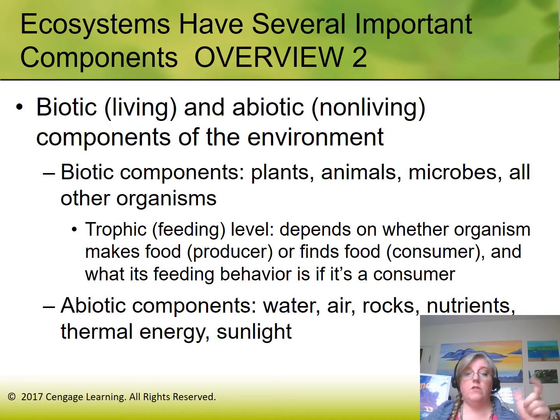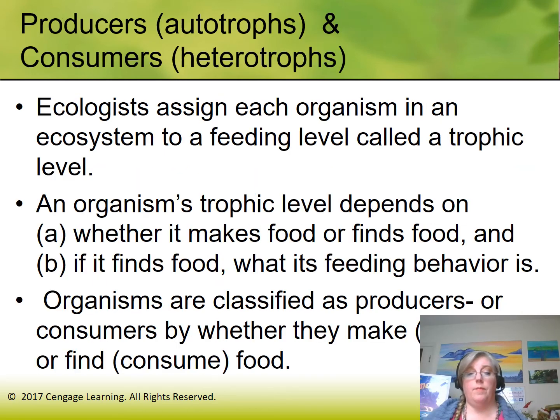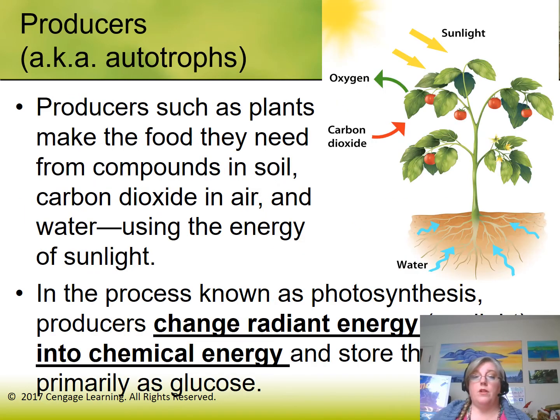Okay, so the first thing you divide is it a producer or a consumer? And then once you've decided it is a consumer, you further divide that into what it eats, herbivore, carnivore, omnivore. And we're going to add another division as well, another label for that in just a minute. The ecologists are going to assign each organism in an ecosystem to a feeding level called a trophic level. The trophic level depends on whether it makes its food, it finds its food, and if it is finding its food, what that behavior is. And the organisms are classified as producers or consumers, whether they make or consume their food.